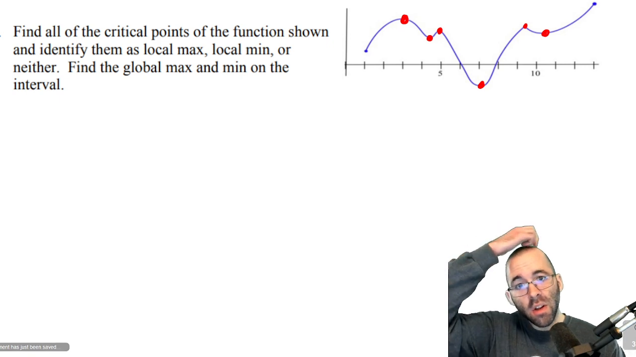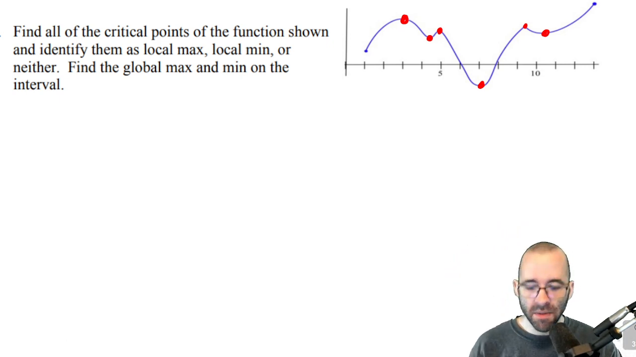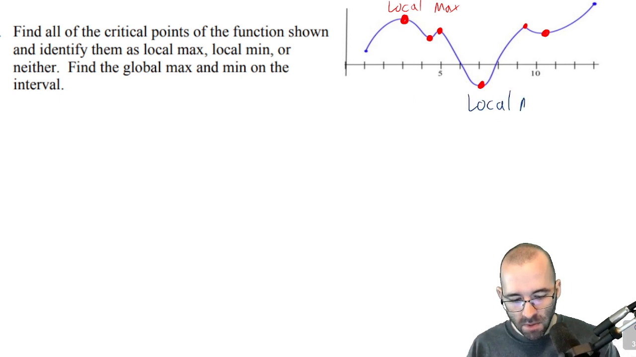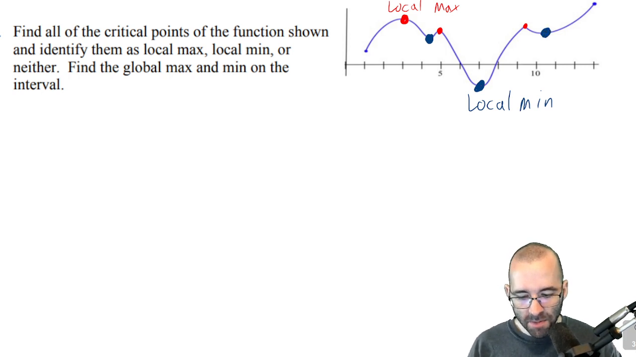So how do we identify these? Local max, local min, or neither? Let's color code them. Say local max is going to be red. And then let's say local min is going to be blue. Means I need to go over some of these. So here's a local min, and local min. Great.